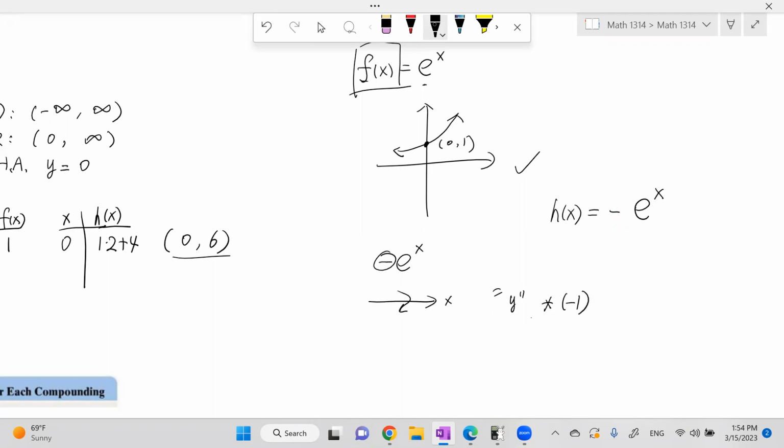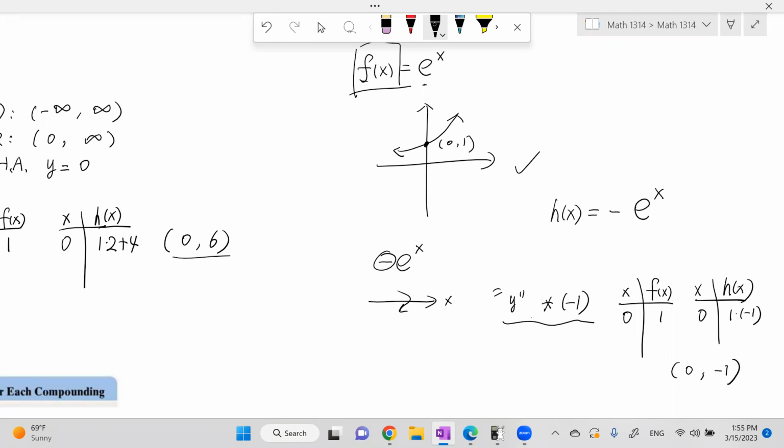That's an interesting one, so I must decide the new key points now. Before, for f of x, the key point is 0, 1. Now we have x, h of x. X didn't change, and all the y values are multiplied by -1. So 1 times -1 is -1, and we have the key point 0, -1.